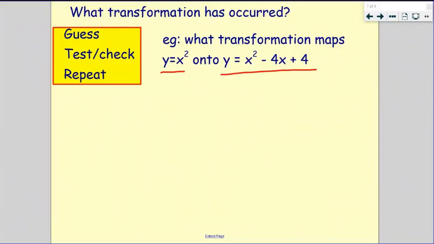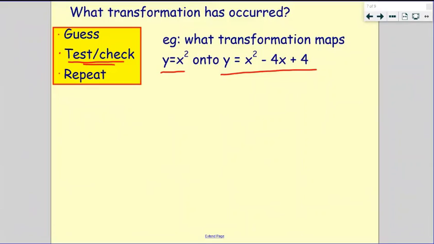I highly recommend the following: guess, test, repeat. Often it's easy enough to look at these and think, oh yeah, I think it's one of those. And often you'll be right. But it's very easy to make mistakes. So I recommend, without fail, always double check. I'll show you what I mean.